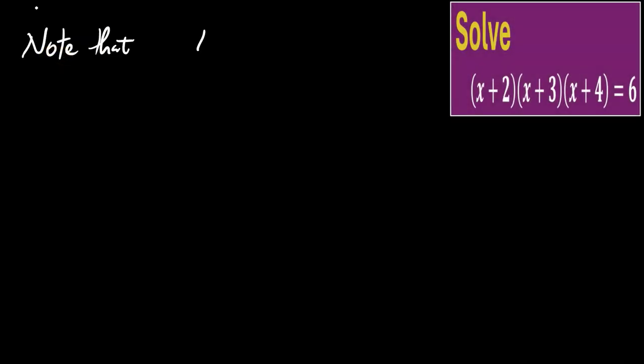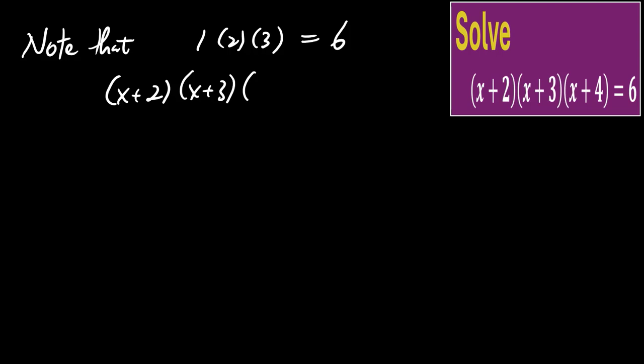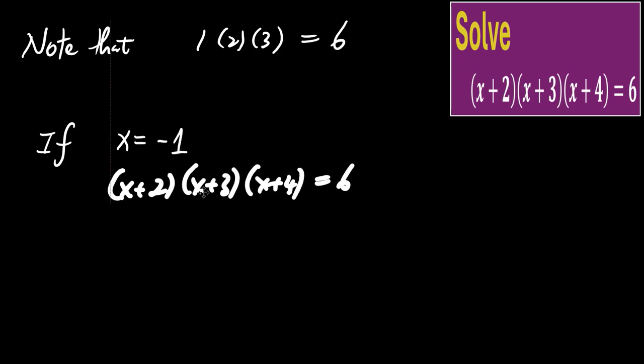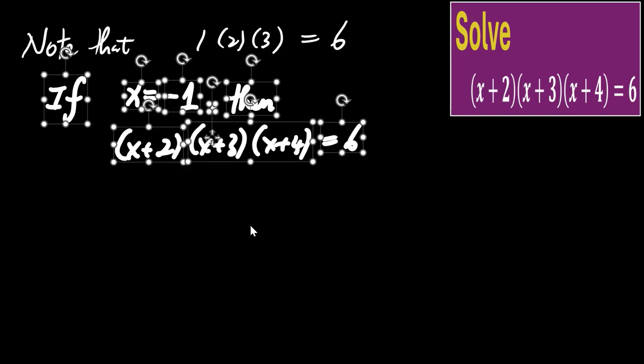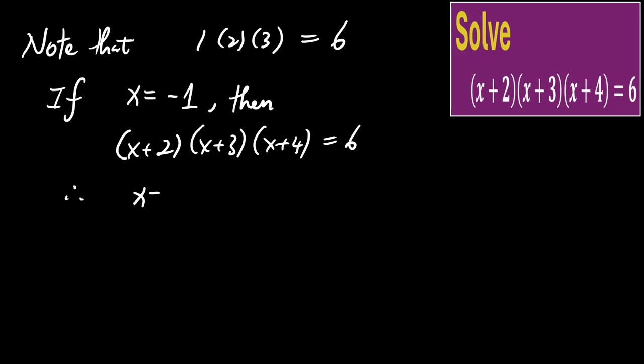Note that 1 times 2 times 3 equals 6. So if (x + 2)(x + 3)(x + 4) = 6, then we can let x equal -1. If x equals -1, then clearly (x + 2)(x + 3)(x + 4) equals 6, meaning that x equals -1 is a solution.